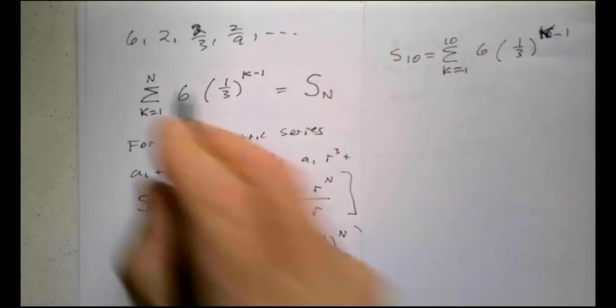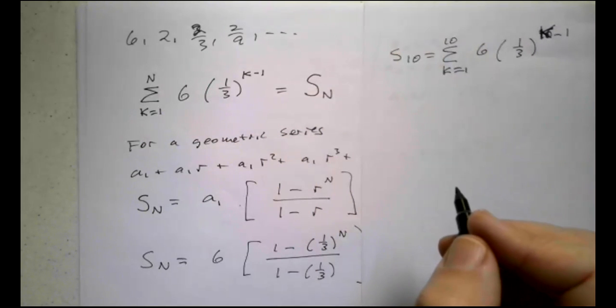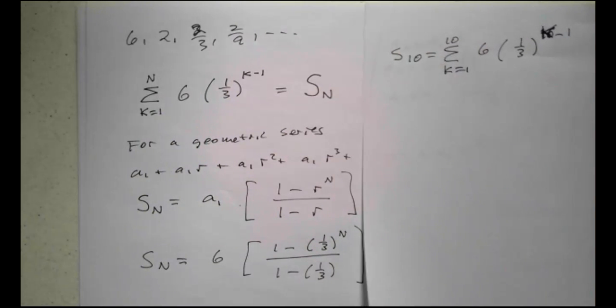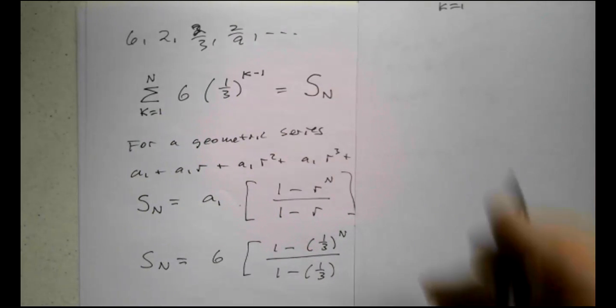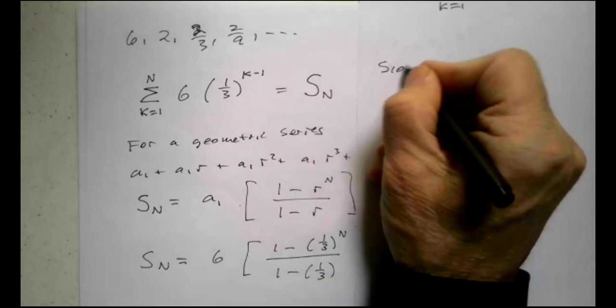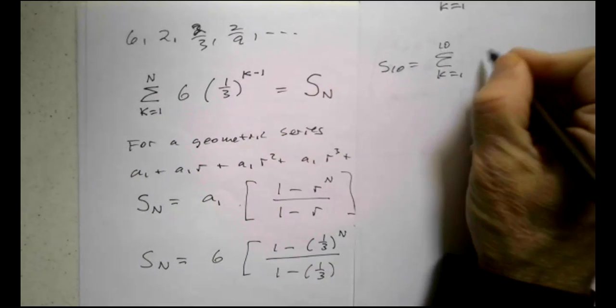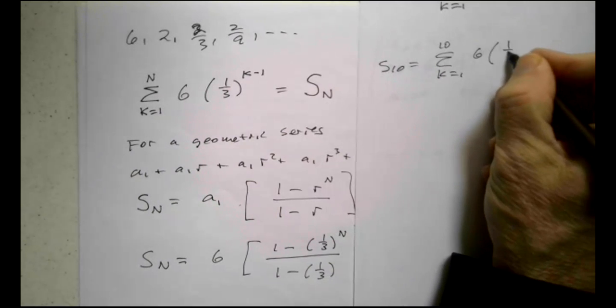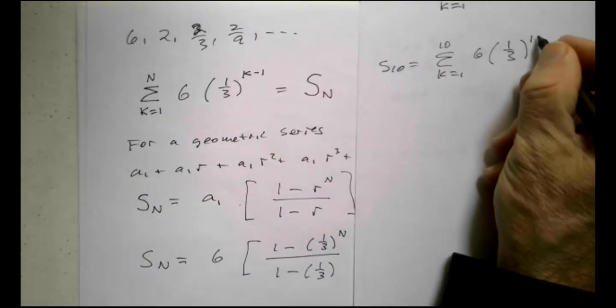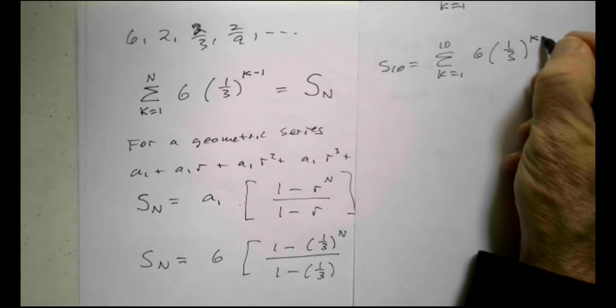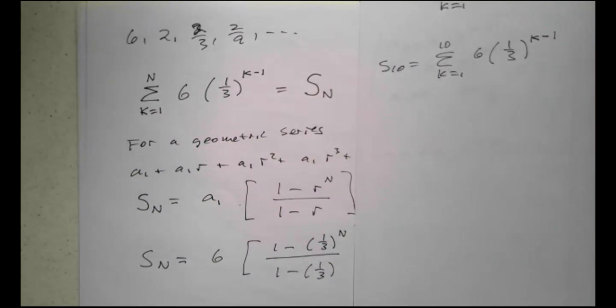K goes from 1 to n, that gets us to our 10th term. So let me just rewrite that so there's no confusion. S sub 10 is the sum as k goes from 1 to 10 of 6 times 1/3 to the k minus 1. Notice it'll end at 1/3 to the 9th. That's our 10th term. Let's jump to the graphing calculator and see what answer we get if we plug that in.